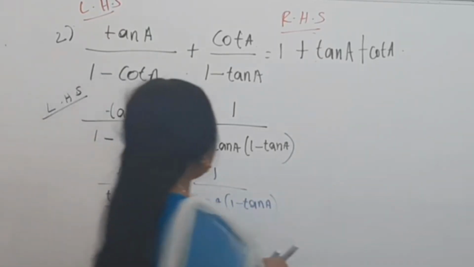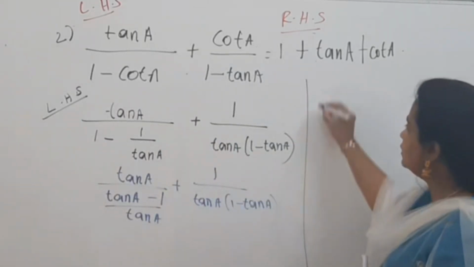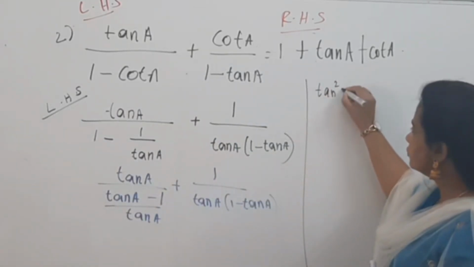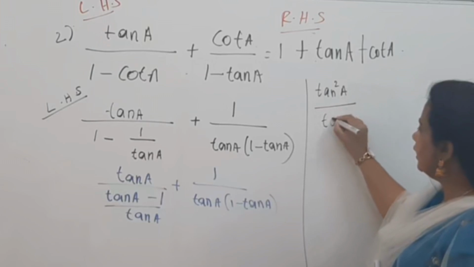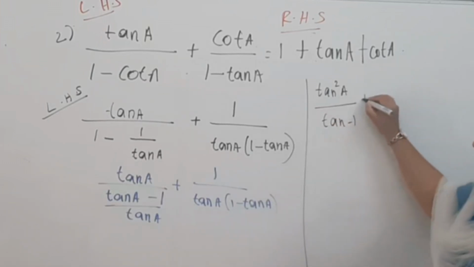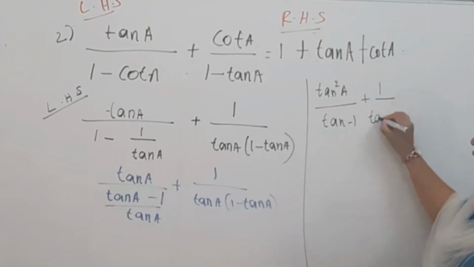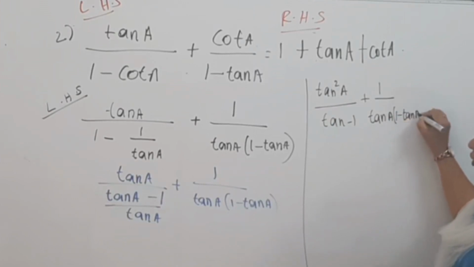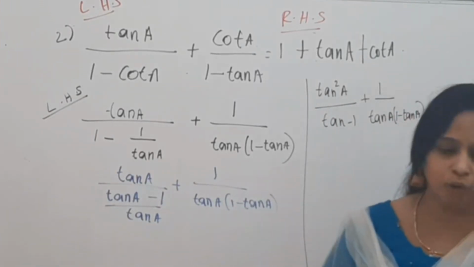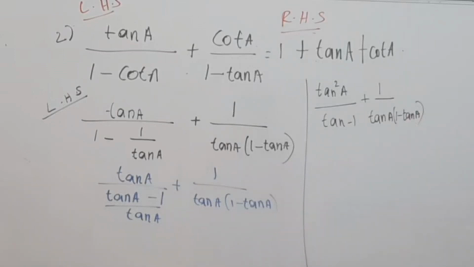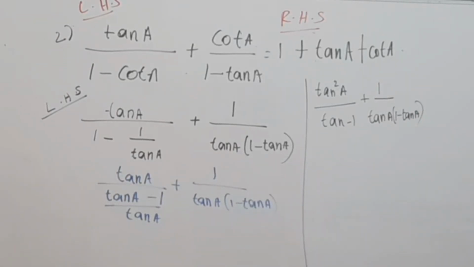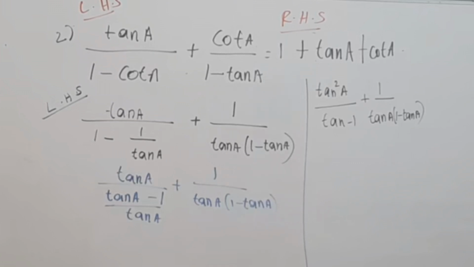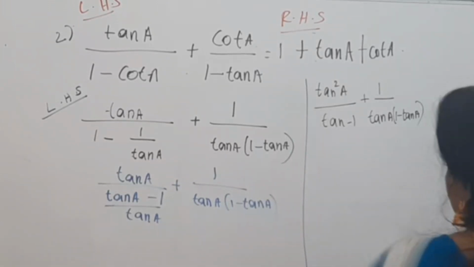So my ratio becomes tan square A by tan A minus 1 plus 1 by tan A into 1 minus tan A. Hope everyone understands this point. So I have not done anything. I just taken the denominator to the top, I have taken the numerator and I have written the second term as it is.